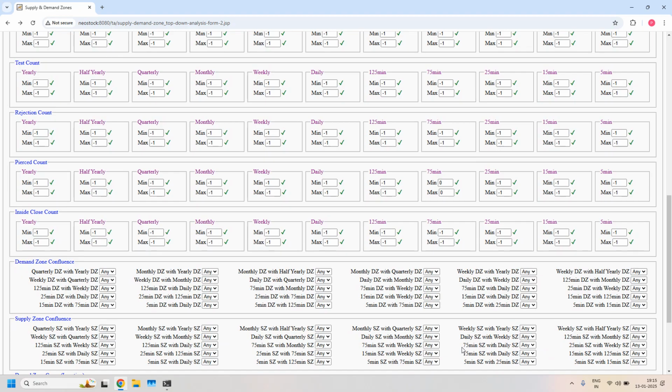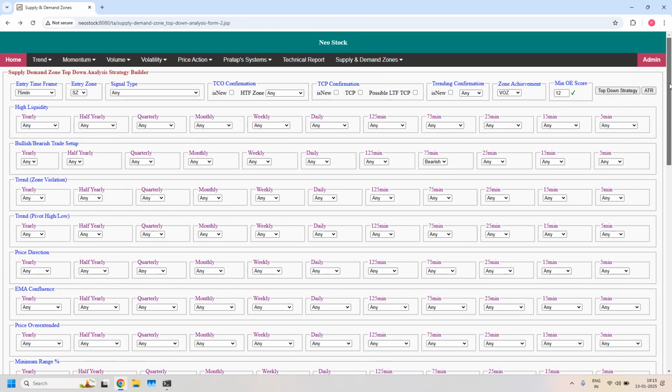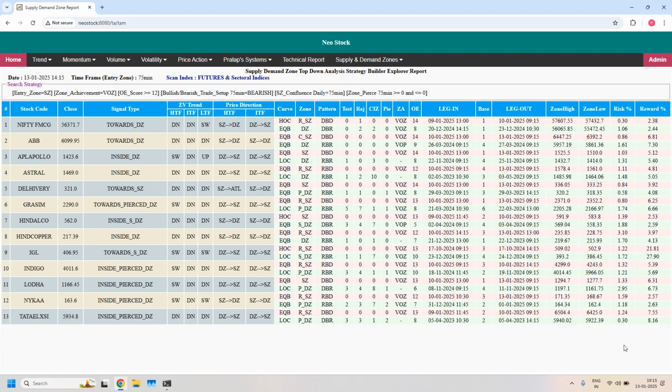So in the supply zone confluence, I am enabling the filter 75 minute supply zone with daily supply zone confluence. That means 75 minute supply zone should be part of the daily supply zone. Let's filter. Now the list is come down to 13 stocks.